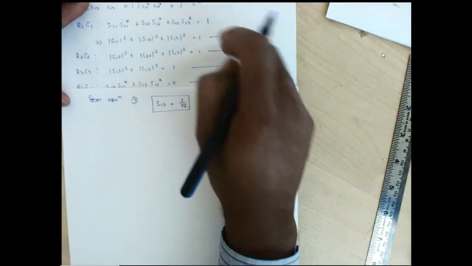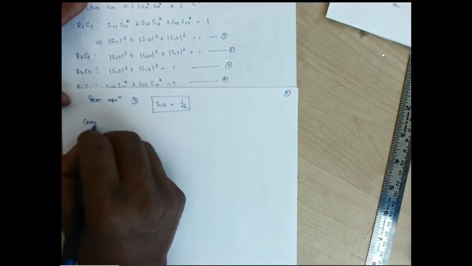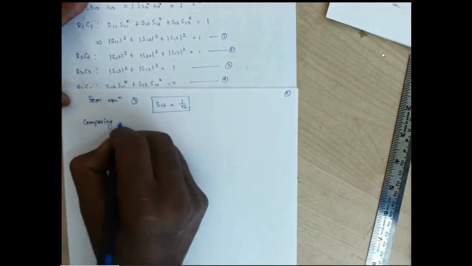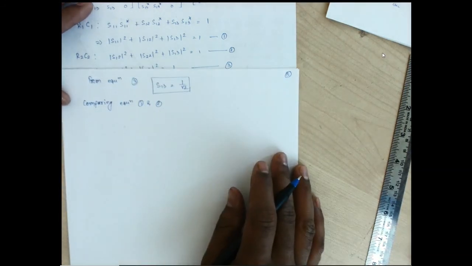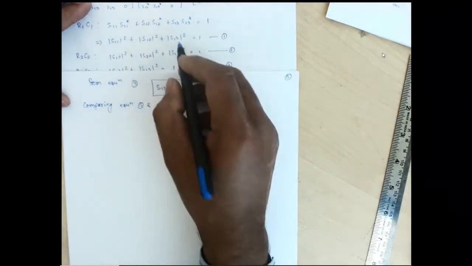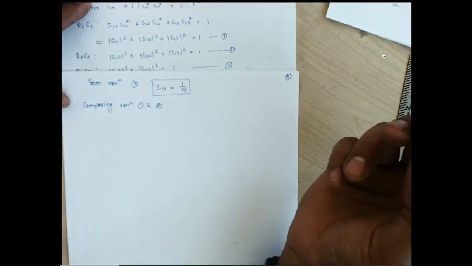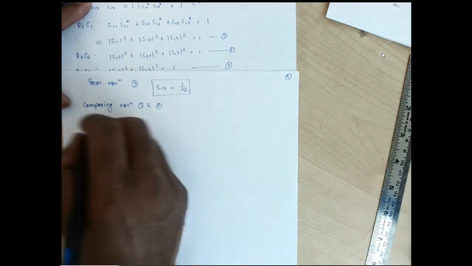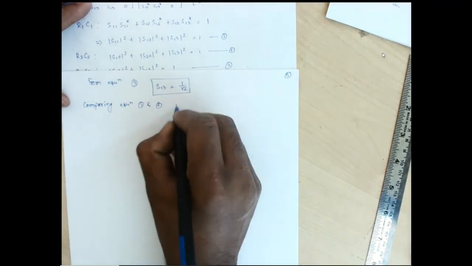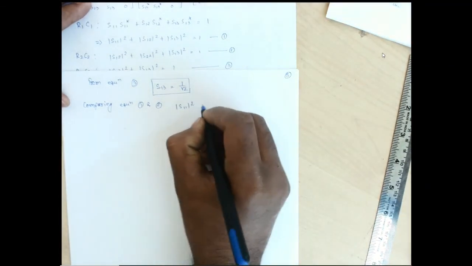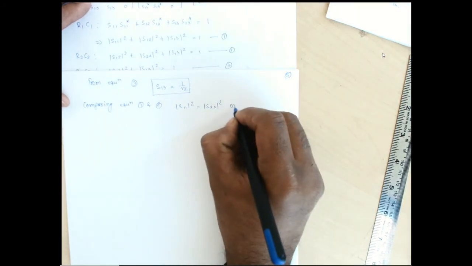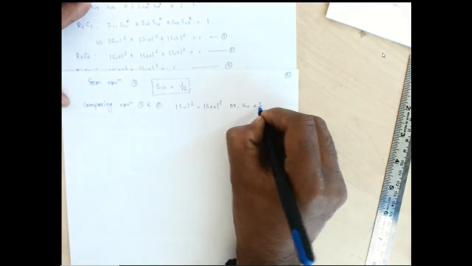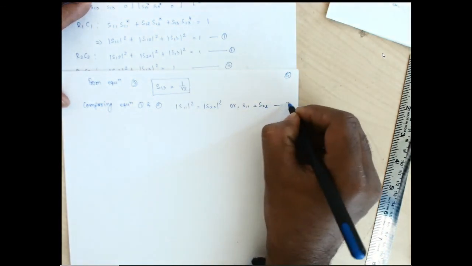Comparing equation 1 and 2, if we compare these two, S13 and S12 terms will get cancelled. So we can write mod of S11 squared equals mod of S22 squared, or we can write S11 equals S22. Let us call this equation number 5.